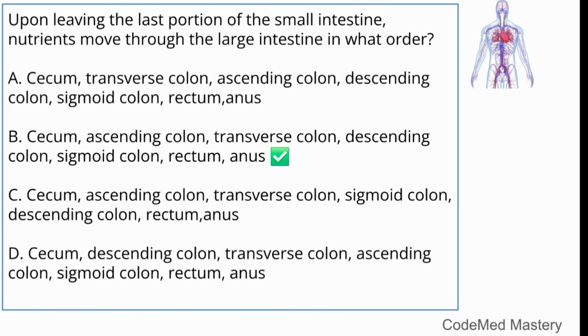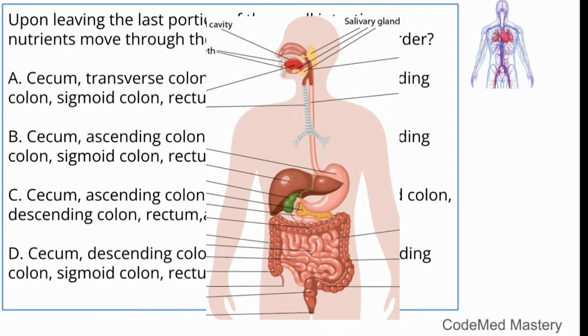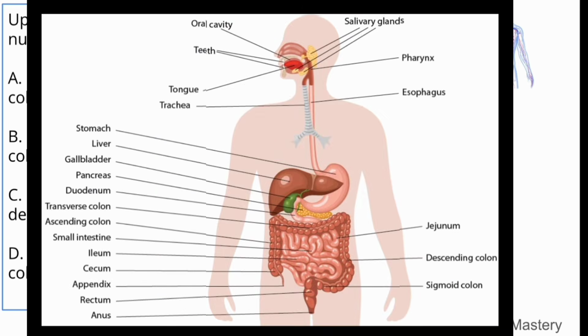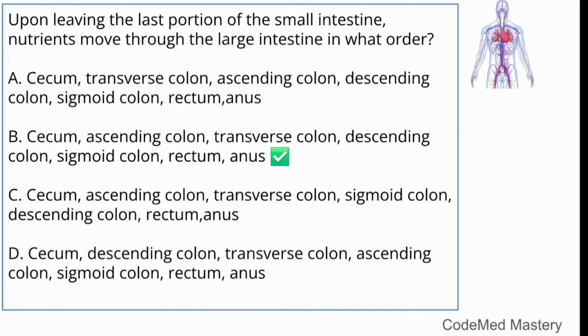For this question, you can refer to the diagram from ICD-10-CM Anatomical Illustrations, Digestive System. You can see the last portion of the small intestine is ileum. So, after that, it moves through cecum, ascending colon, transverse colon, descending colon, sigmoid colon, rectum and finally anus. So, the right answer will be option B.